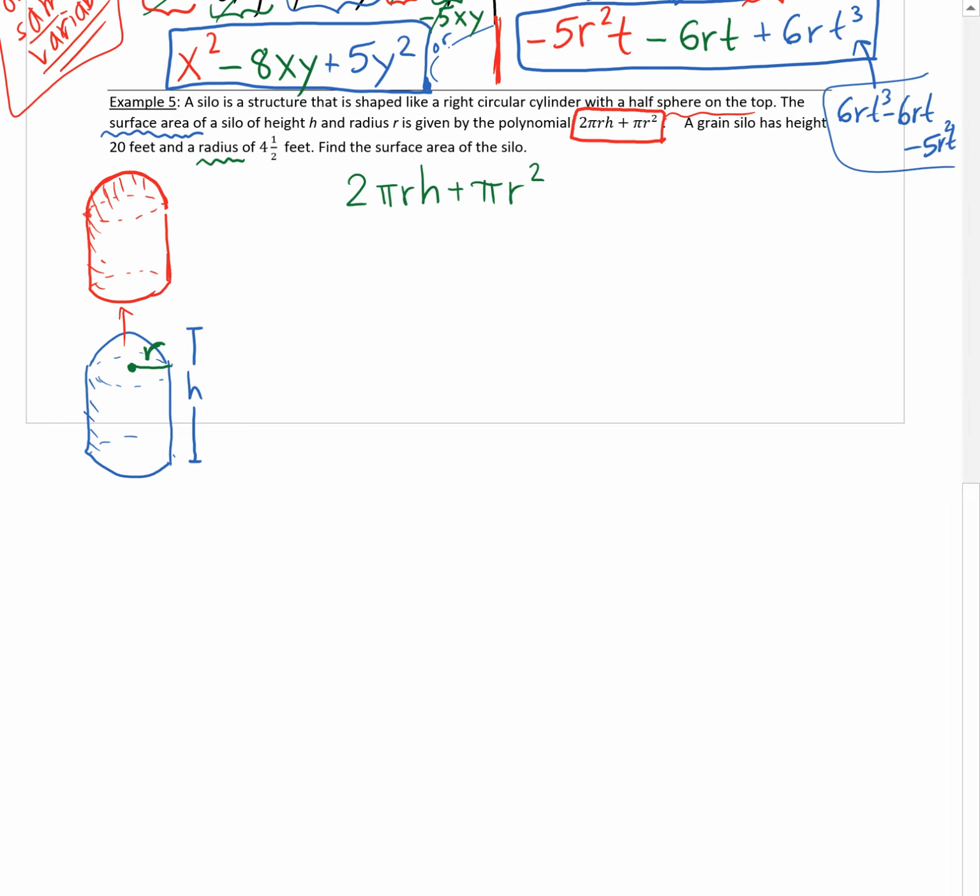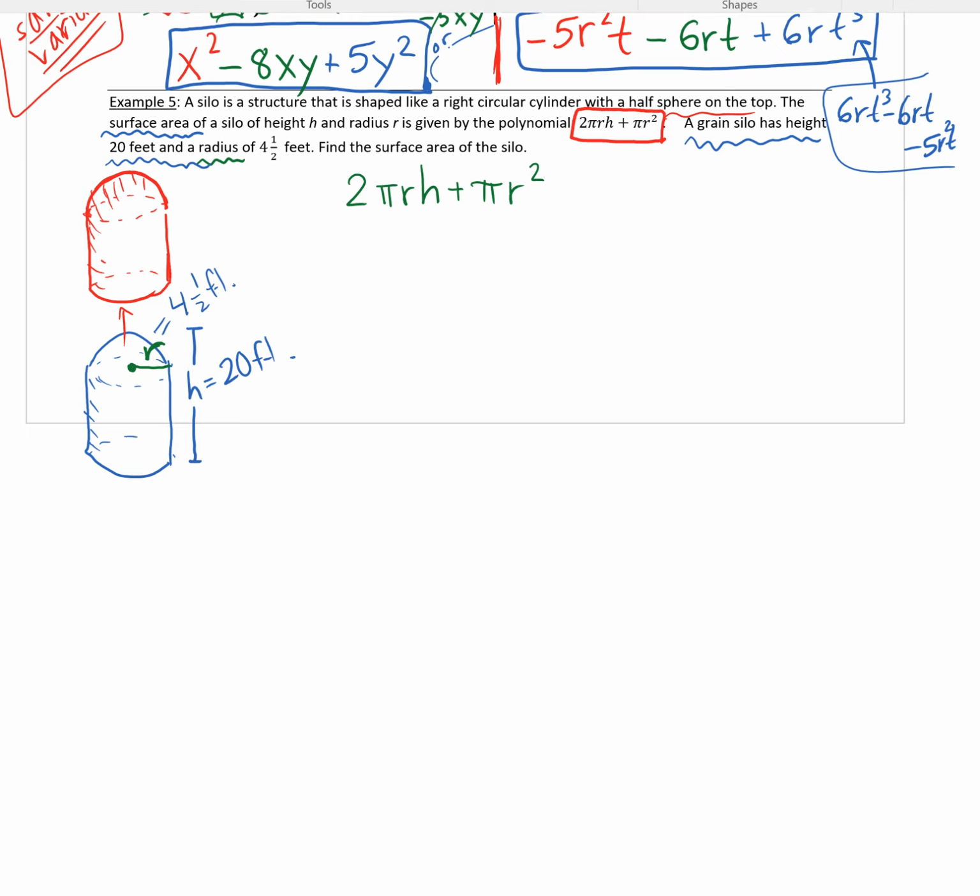And specifically, let's say we have a grain silo, on a farm or a ranch somewhere. It has a height of 20 feet. So let's say ours has a 20-foot height, and the radius is 4.5 feet. Okay, that sounds good. Let's find the surface area of the silo.